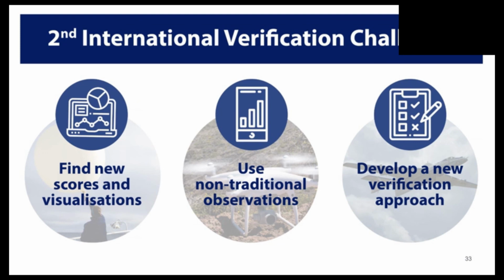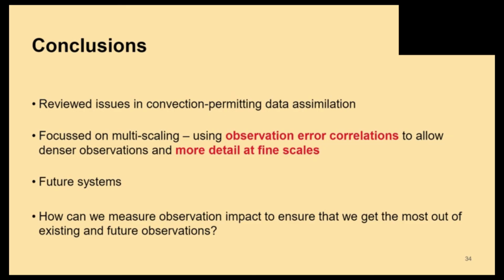All right, so my last slide. We began by reviewing all the issues in convection permitting data assimilation, and then we looked in more detail at multi-scaling and how we can use observation error correlations to allow for the assimilation of denser observations and provide more detail at fine scales. We had a whirlwind tour of future systems.